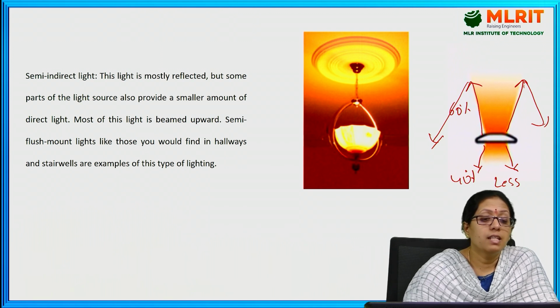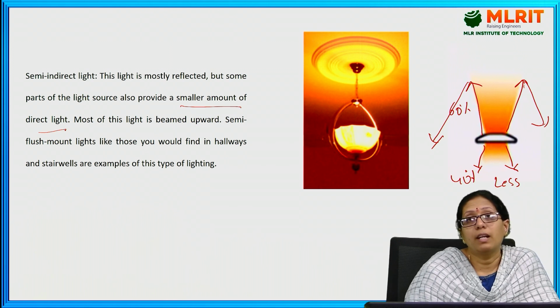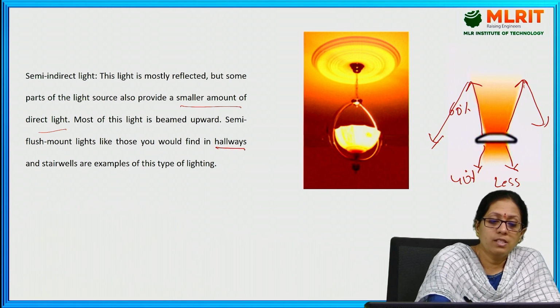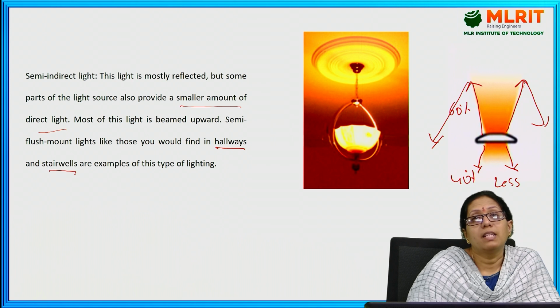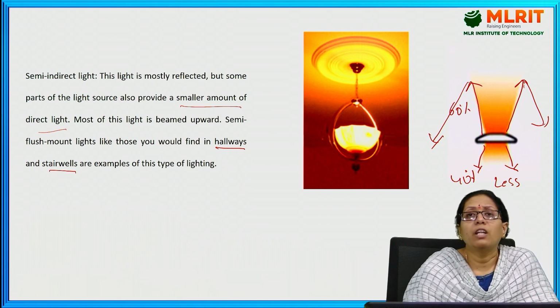Semi-indirect lighting is mostly reflected, but some parts of light also provide a smaller amount of direct light. Most of this light is beamed upwards, and these are being used in hallways and staircases. Means mostly they are used for decoration purpose in different halls like function halls and for the staircases.